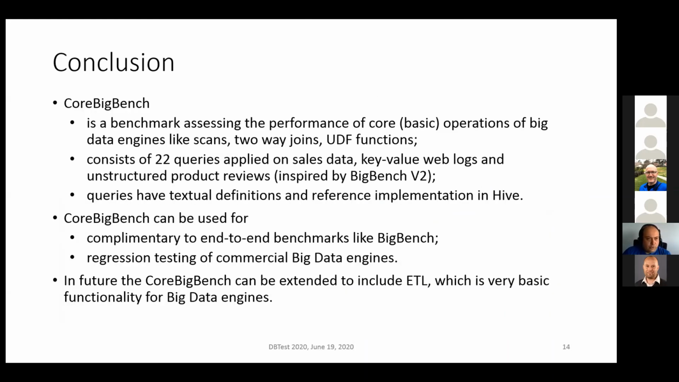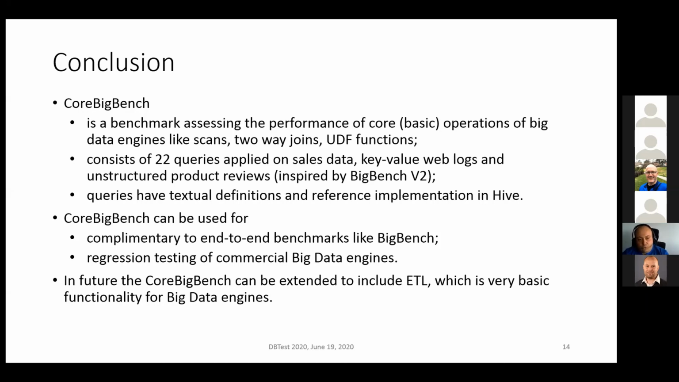So to conclude, in this paper, we presented CoreBigBench, which is a benchmark assessing the performance of core operations like scans, two-way joins, user-defined function. So the benchmark consists of 22 queries applied on structured data, semi-structured key value weblogs, and structured product reviews. And as we mentioned, they are taken from BigBench v2. What's important is that the queries are textually defined, and we also provide implementation in Hive.